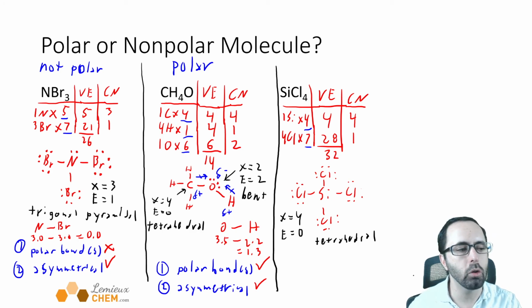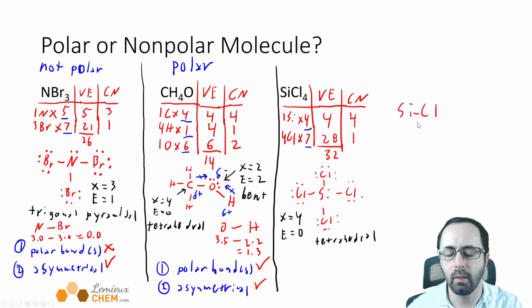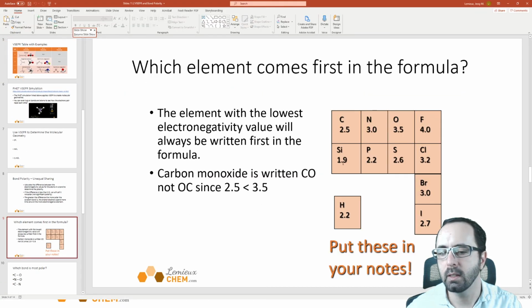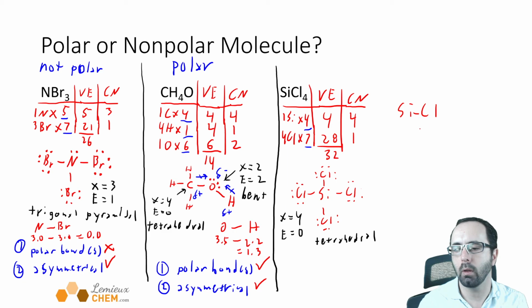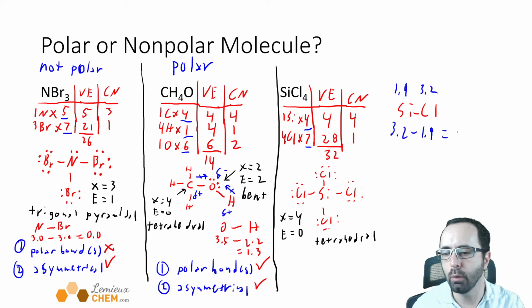In terms of polar bonds, the silicon-chlorine bond, silicon to chlorine, let's look at the electronegativities there. For silicon, the electronegativity is 1.9, and for chlorine, it's 3.2. So 3.2 for chlorine, 1.9 for silicon. So the difference is 3.2 minus 1.9. It is a pretty big difference, 1.3 is the difference. So these are definitely polar bonds.